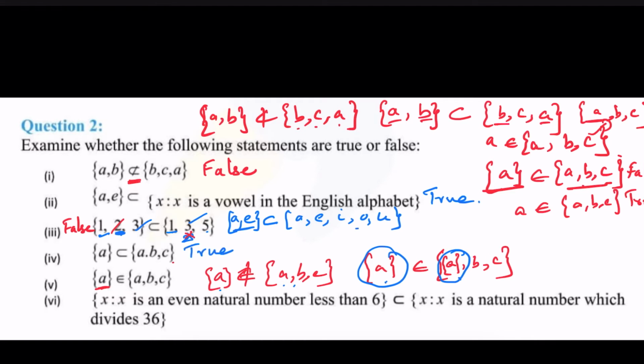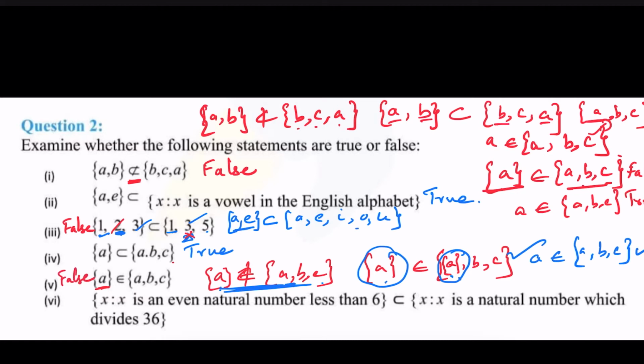For the fifth one, you cannot say that this belongs to this. You can say that an element will belong to the set. You can say here that A belongs to {A, B, C}, then this is a correct statement. But you cannot say that {A} belongs to {A, B, C}, because {A} is not an element of it. If it were there in this way, then it would be an element. Therefore, this is a false statement.